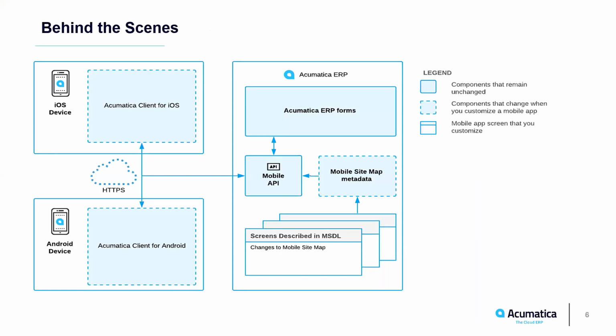All right, let's take a quick look at this image that illustrates better the architecture of the mobile framework. As you can see, both iOS and Android devices use the Acumatica client application to communicate with the Acumatica mobile API. The Acumatica mobile API then accesses the data of the forms that are mapped. The mobile sitemap is used to configure the user interface of the mobile client application. And I want to point out that you can expose any form of Acumatica ERP on your mobile device if the mobile sitemap includes the metadata for that form.